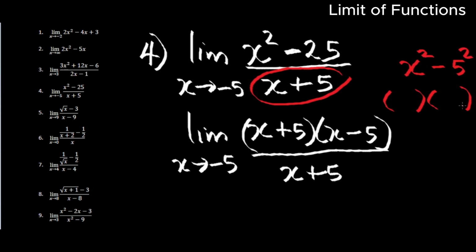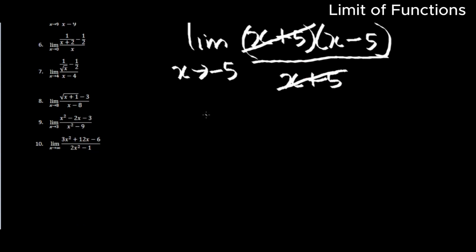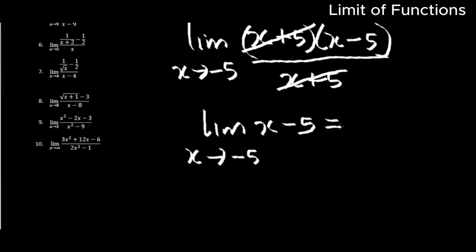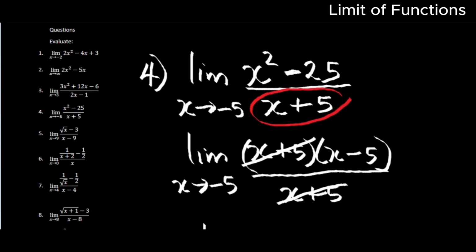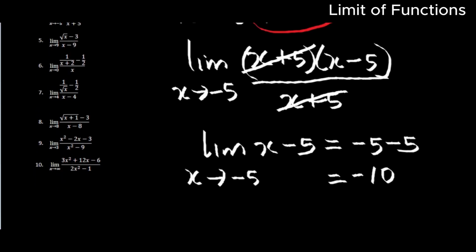So after doing this, you discover that what we wanted will happen, and that is we'll be able to cancel off the denominator. So this expression becomes limit of x minus 5 as x tends to minus 5. So direct substitution, you have minus 5 minus 5, that will give you minus 10. That is it. So watch it over and over.